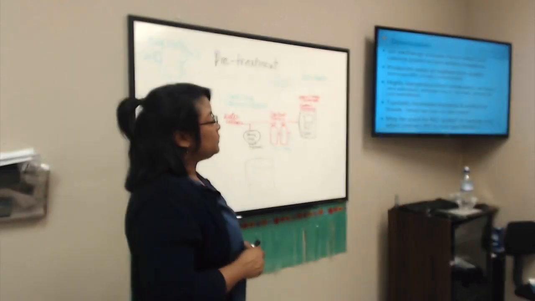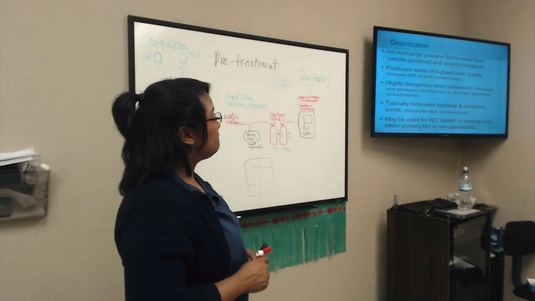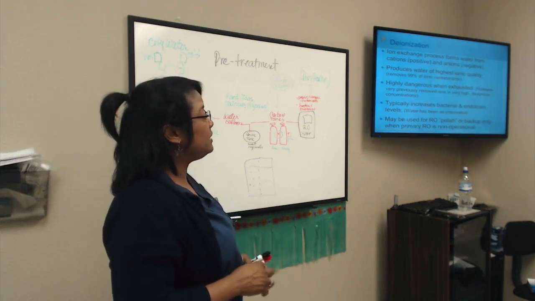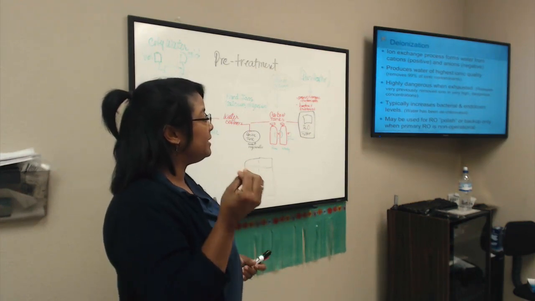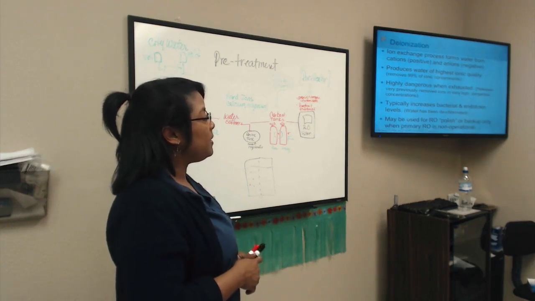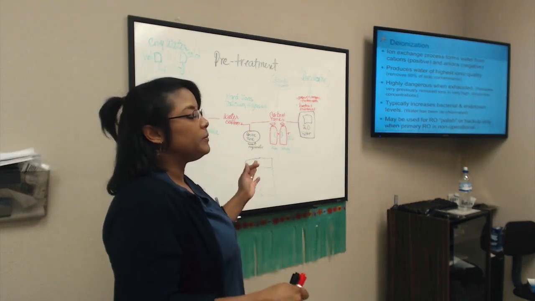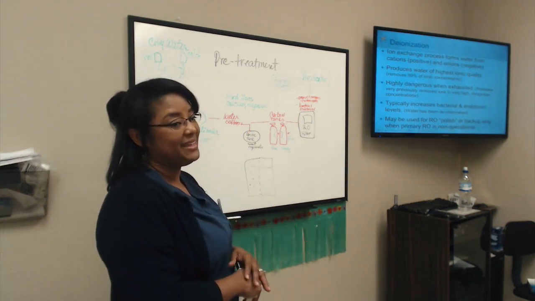So typically increases bacterial and endotoxin levels, okay? So they are prone to bacteria and endotoxin levels and may be used for RO polish or backup only when the primary RO is non-operational, okay?